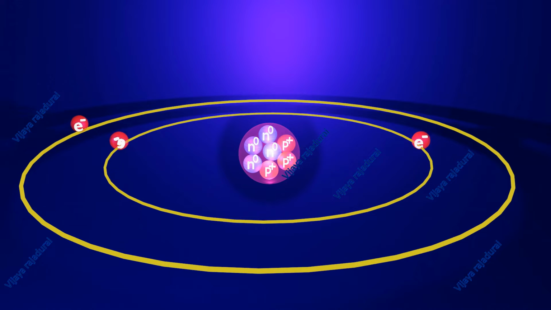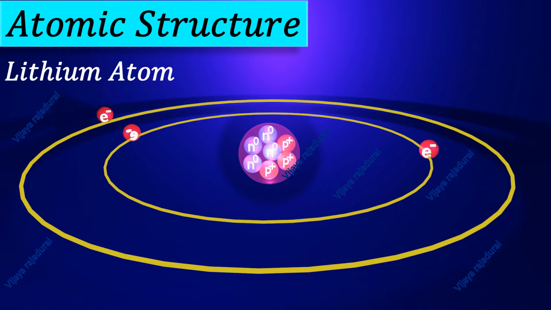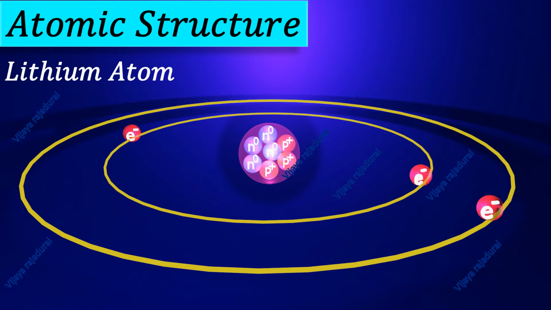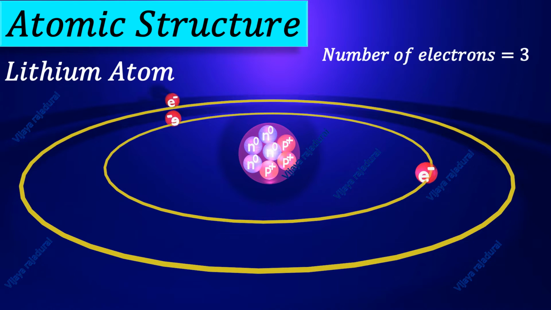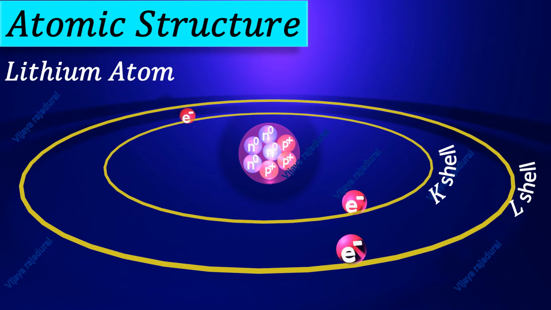In this video, we are going to see the structure of lithium atom. Symbol of lithium is Li. Its atomic number is 3. In this atom, 3 electrons are revolving around the nucleus. Among the 3 electrons, 2 electrons are present in the K shell. The rest of the 1 electron is present in the L shell.